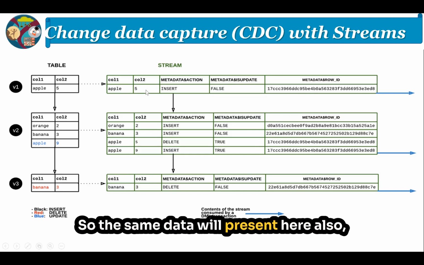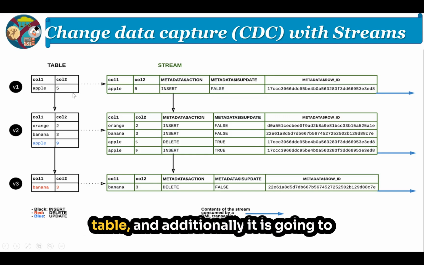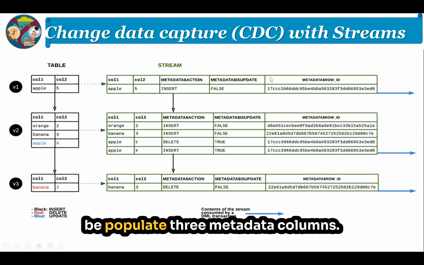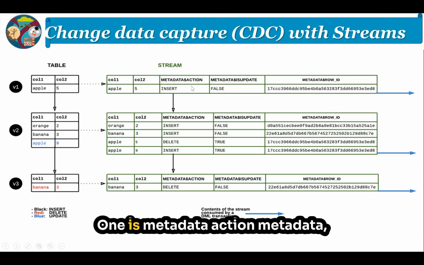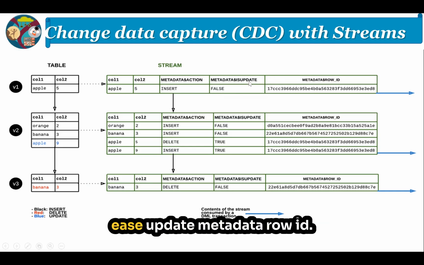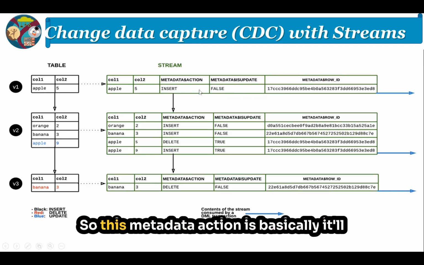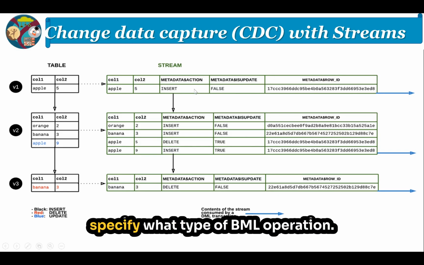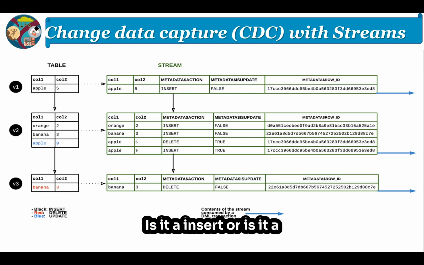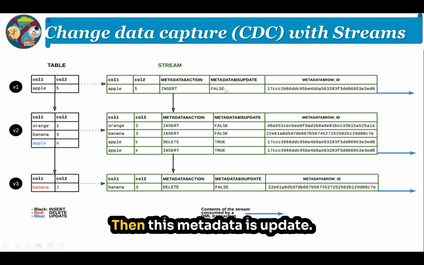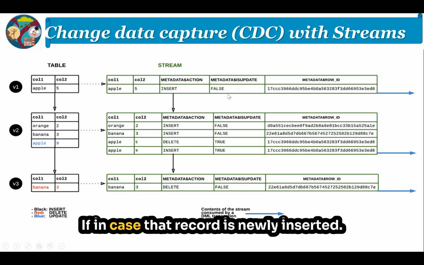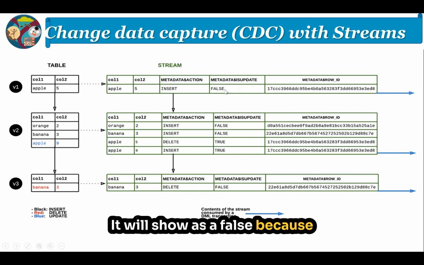The same data will be present here also, whatever data is present in the base table, and additionally it is going to populate 3 metadata columns. One is metadata action, another is metadata is update, and the third is metadata row ID. This metadata action will specify what type of DML operation it is: is it an insert, an update, or a delete? Then metadata is update: if that record is newly inserted, it will show as false because this is not a modified or updated record. This is a newly inserted record.